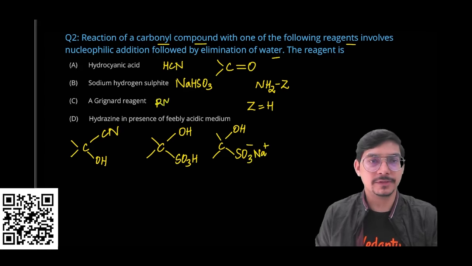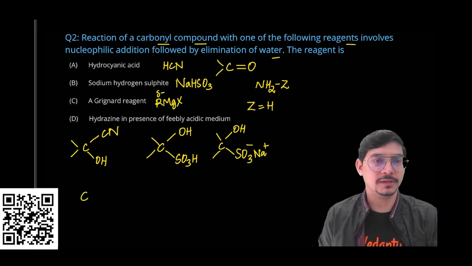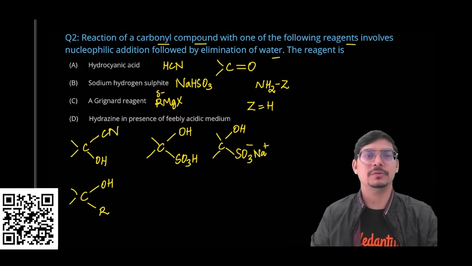Grignard reagents are very strong nucleophiles. They provide carbanions, and addition of a Grignard reagent to a carbonyl group is leading to this product. So again, this is an example of nucleophilic addition.